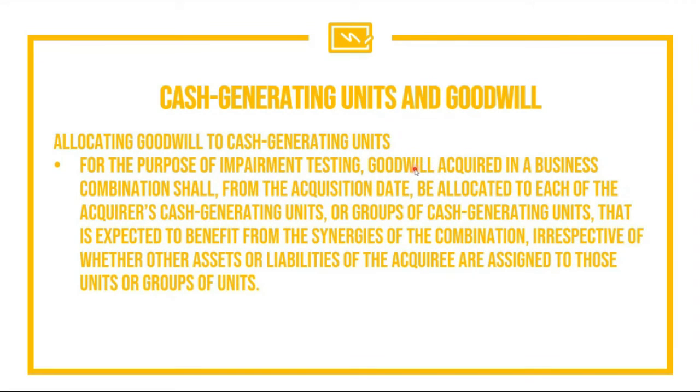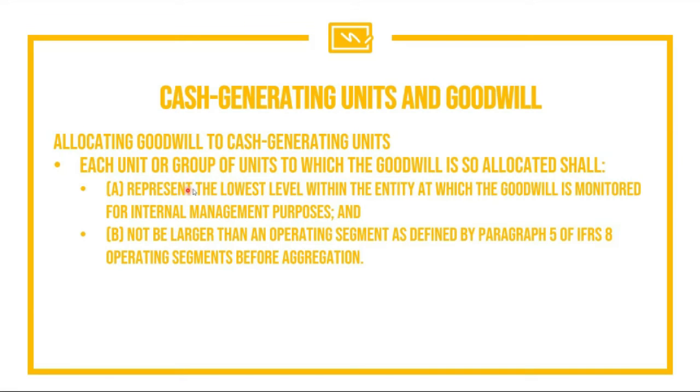Because goodwill is actually part of the value of the CGU. So, what are we going to do? For purposes of impairment testing, of course, we need to allocate the goodwill. Okay? So, how do we do that? Okay? In determining the value of the goodwill, it's going to be like this.